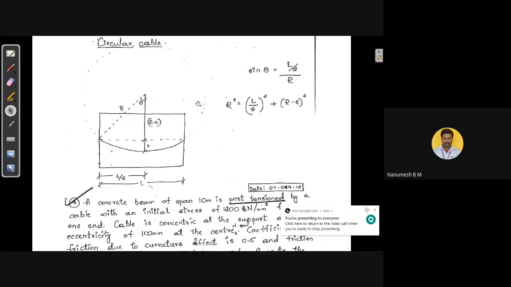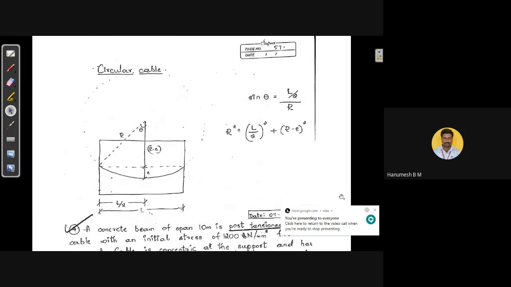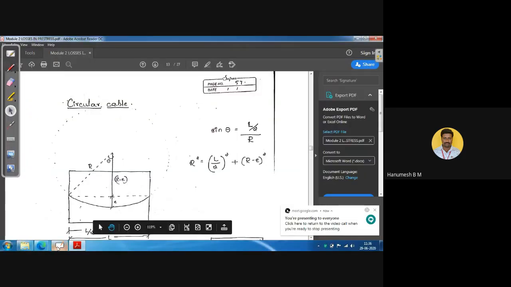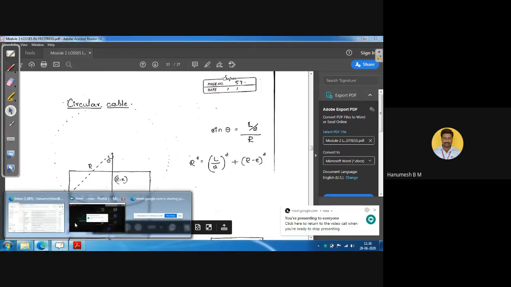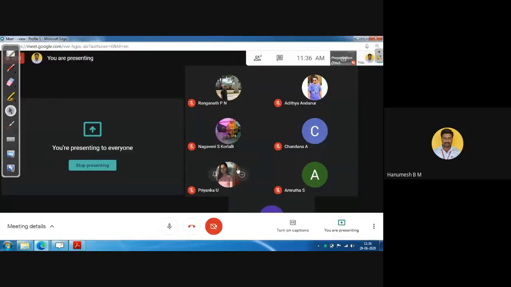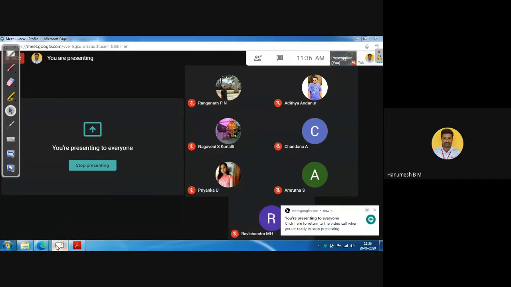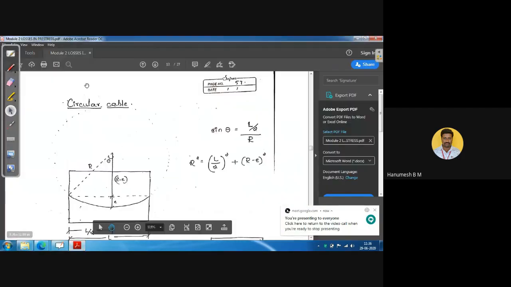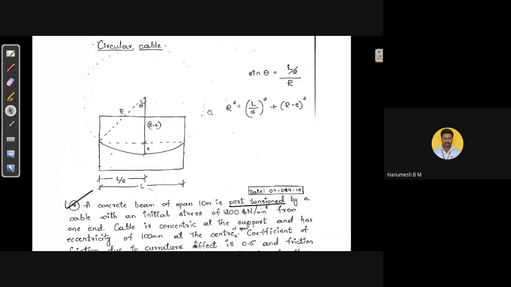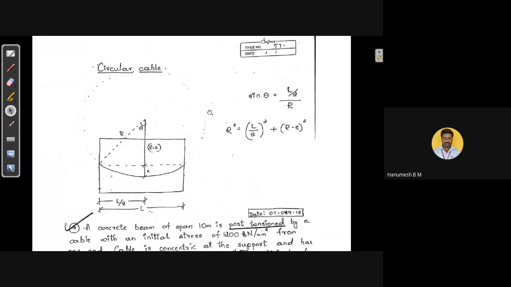As in the previous class, we have discussed the calculation of the prestress losses pertaining to elastic deformation losses. Now you shall calculate the losses related to friction. It is loss due to friction and losses due to anchorage slip.